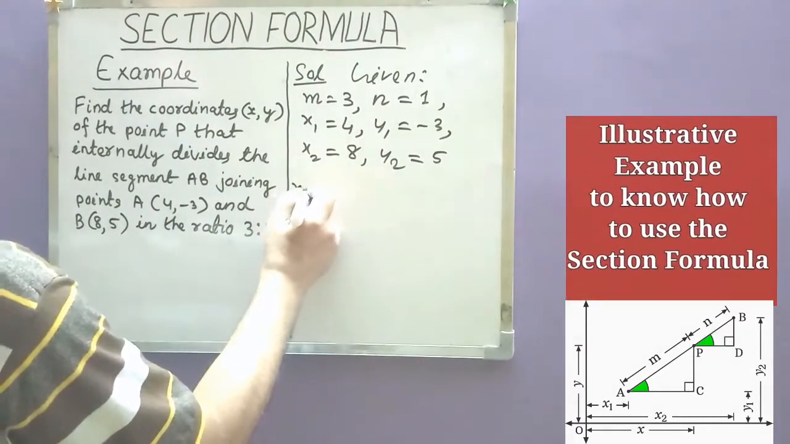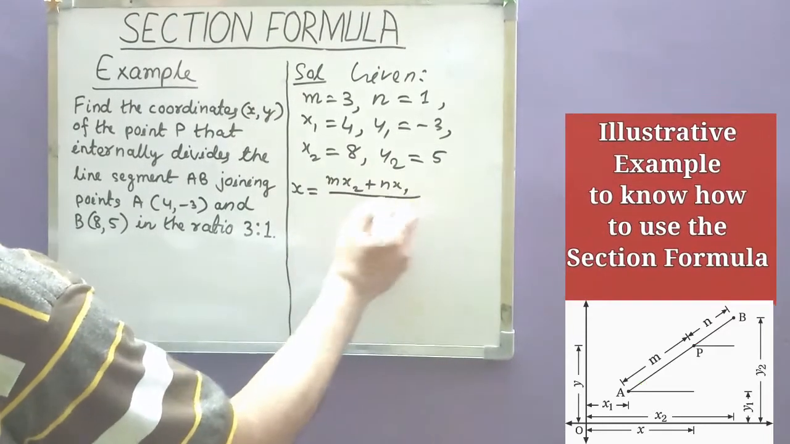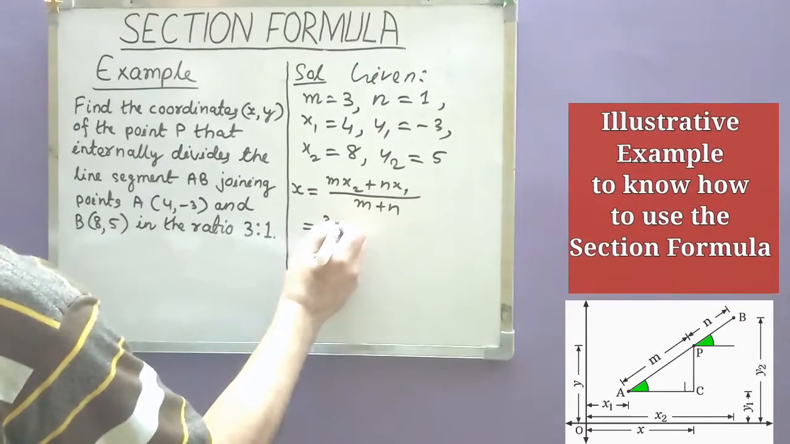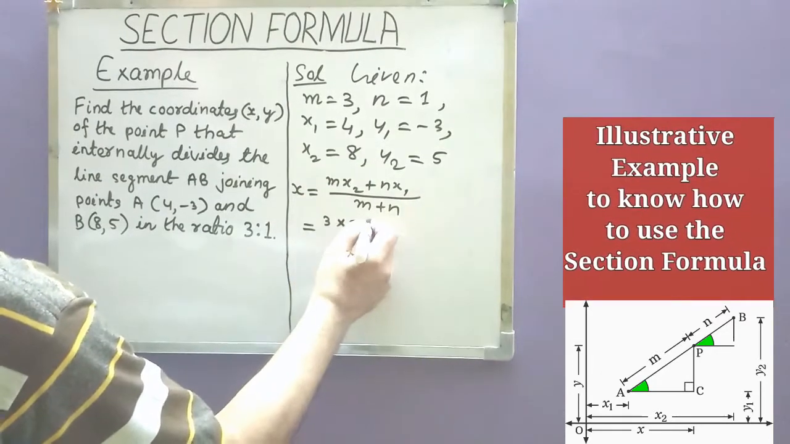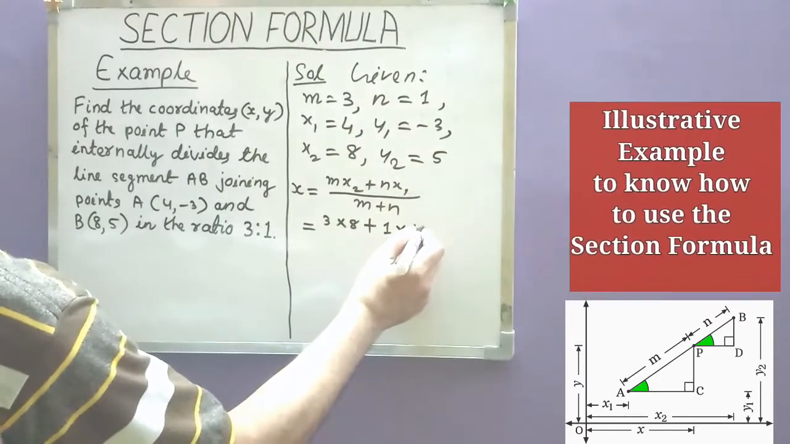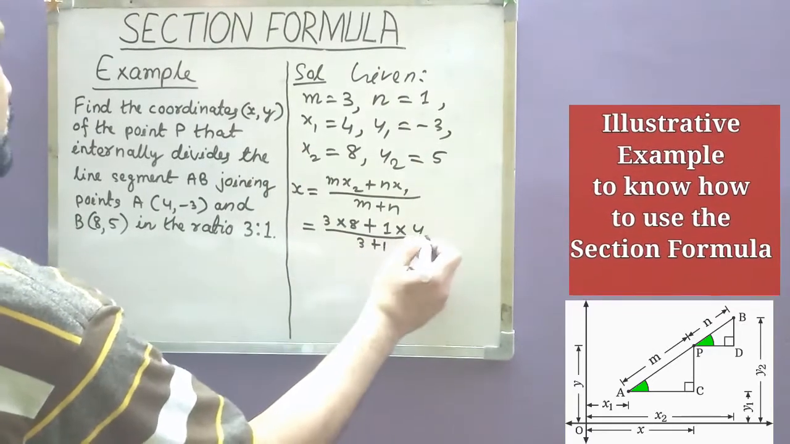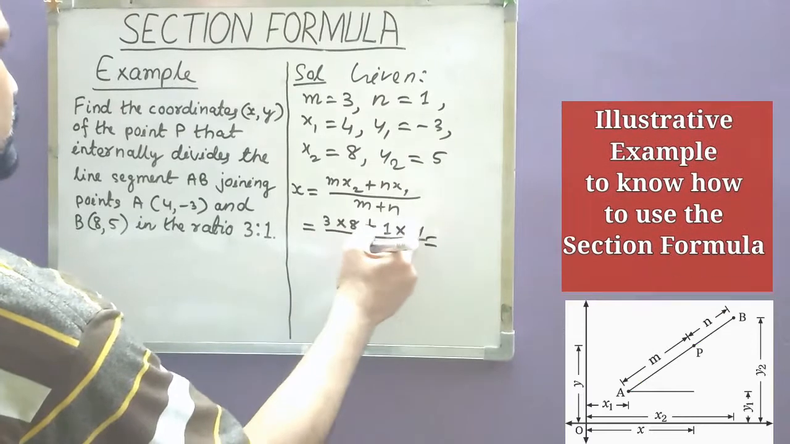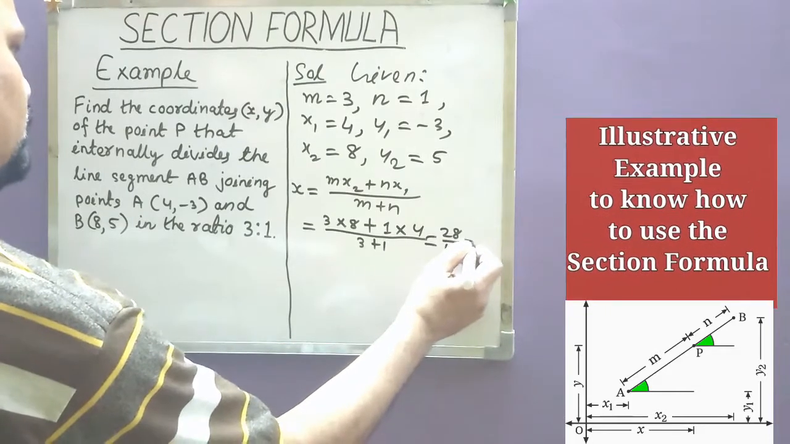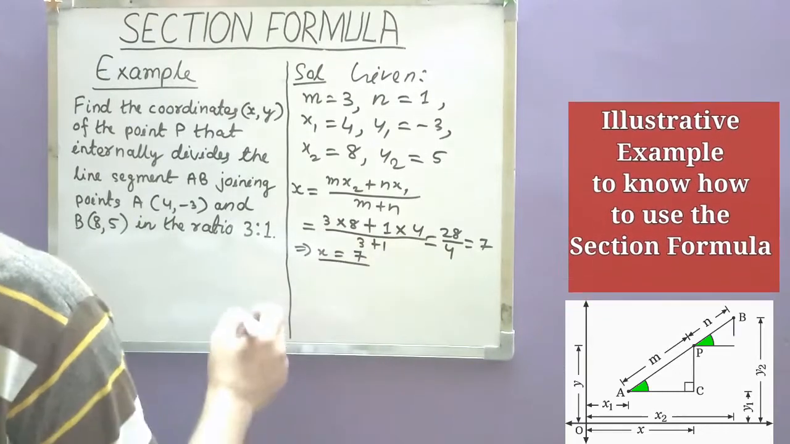Now using the section formula we have x equal to mx2 plus nx1 upon m plus n, that equal to 3 into 8 plus 1 into 4 upon 3 plus 1, that equal to 24 plus 4, that equal to 28 upon 4, that equal to 7, implies that x equal to 7.